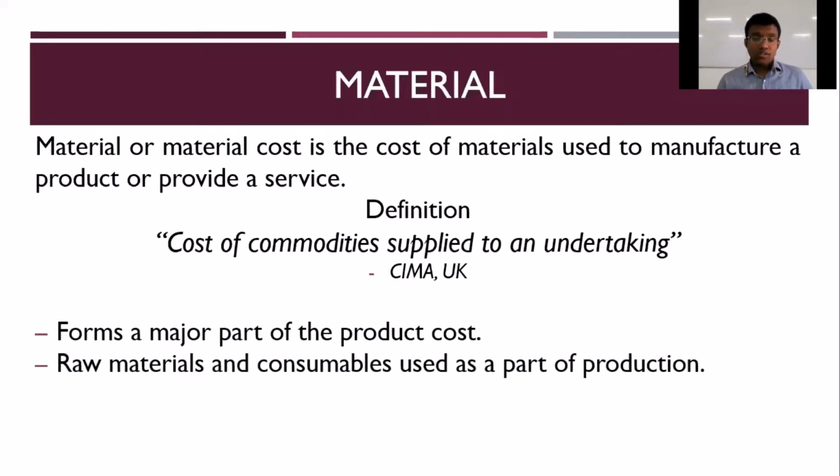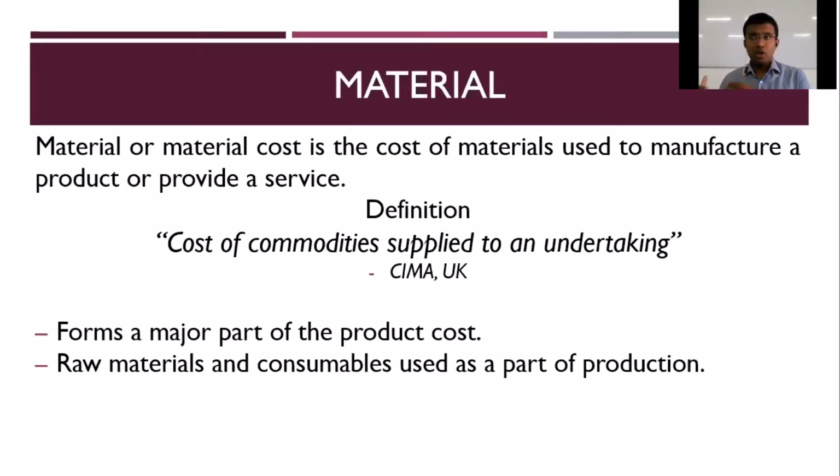Material cost is a sum total of all the raw materials and consumables that are used as a part of production. Depending on the nature of business, you would have certain raw materials, and along with the raw materials, there may be certain consumables. Now, what is meant by consumables?